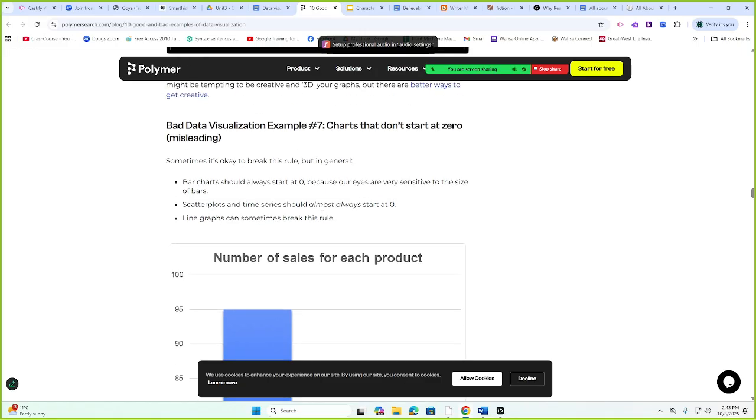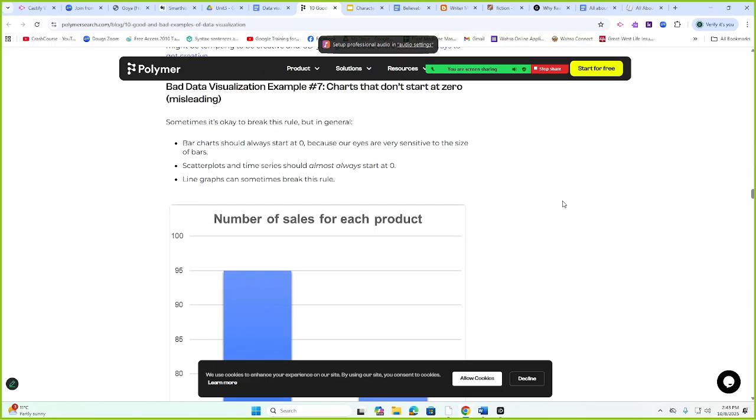Here's an important one next. Charts that don't start at zero are misleading. Now, we did see an example of that in our unit, which wasn't too bad in how it was placed in there. But sometimes it makes it much more difficult for us to understand what we're looking at.